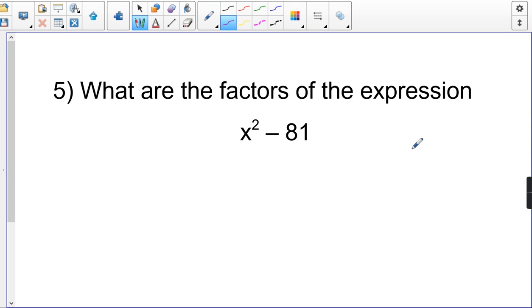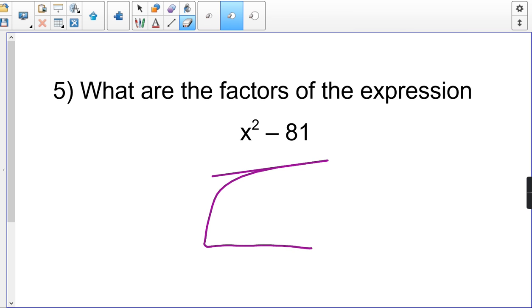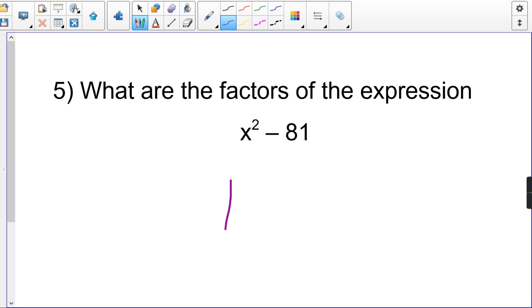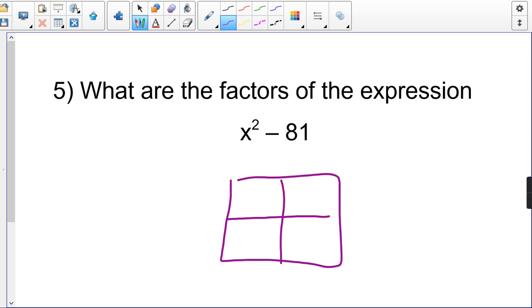What are the factors of the expression x squared minus 81? So here we have a quadratic expression again, and we want to factor and find the two binomials. So I'm going to do a box with 2 by 2, because I'm looking for two binomials that multiply to get x squared minus 81.